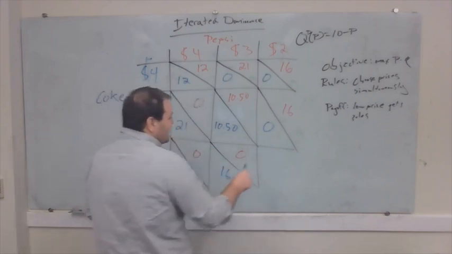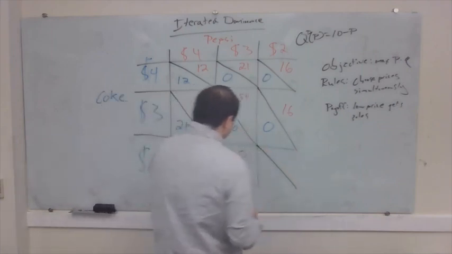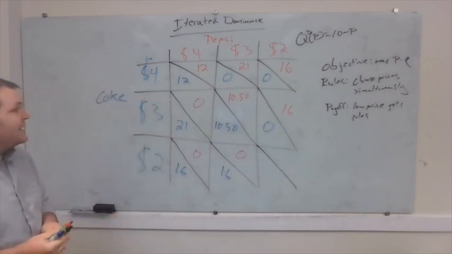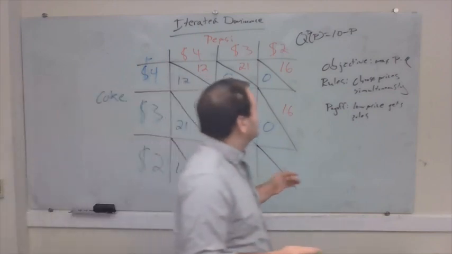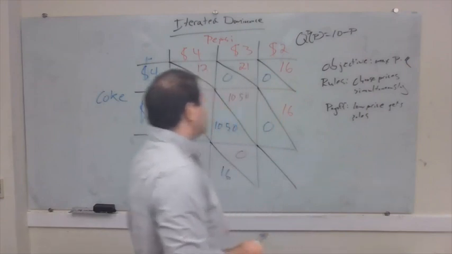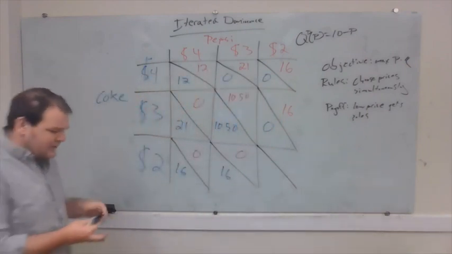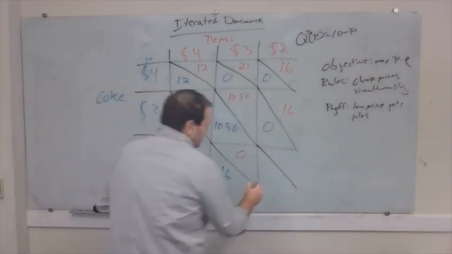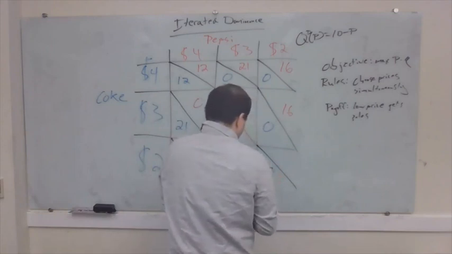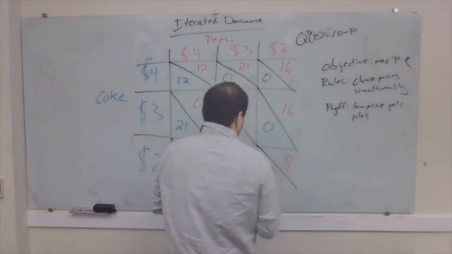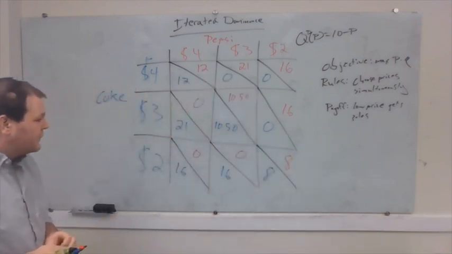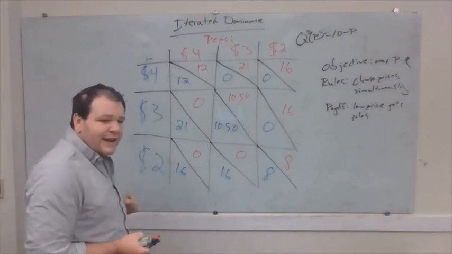Then the only thing left is what happens if they both charge $2, in which case they're going to split the total sales. There will be 8 cans sold, 2 for each, at a price of $2, which means they'll each get $8. Great. Okay, so this is our set of payoffs.